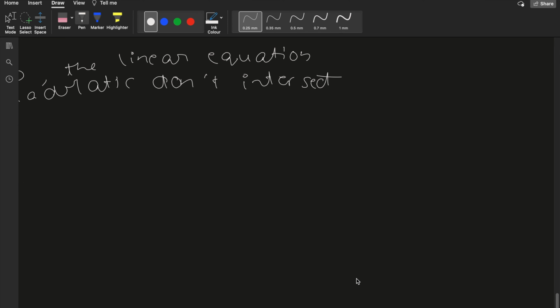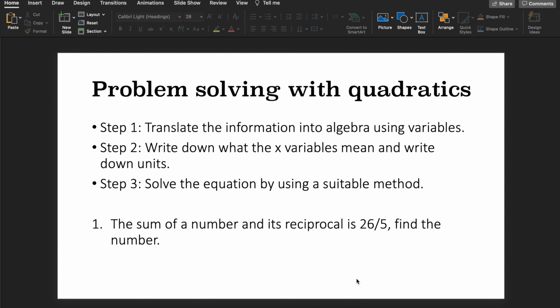Okay, so now let's move on to the next topic. It's problem solving with quadratics. It's a pretty simple topic. So what we'll need to do is translate the information into algebra using variables. And step 2, write down what the variables mean, like x and y variables, and write down the units if there are any. Step 3, solve the equation by using a suitable method, any of the three outlined in the video.